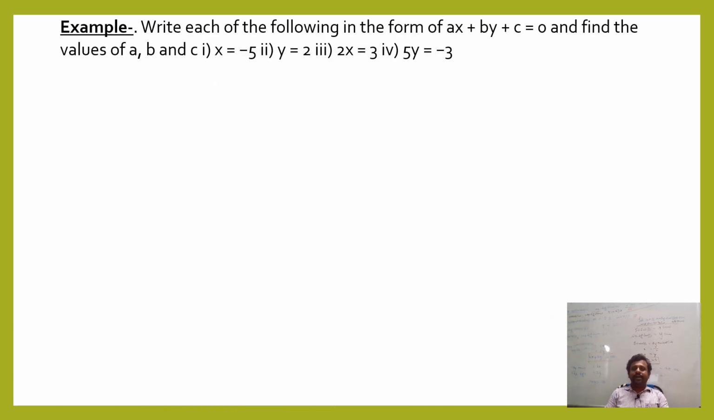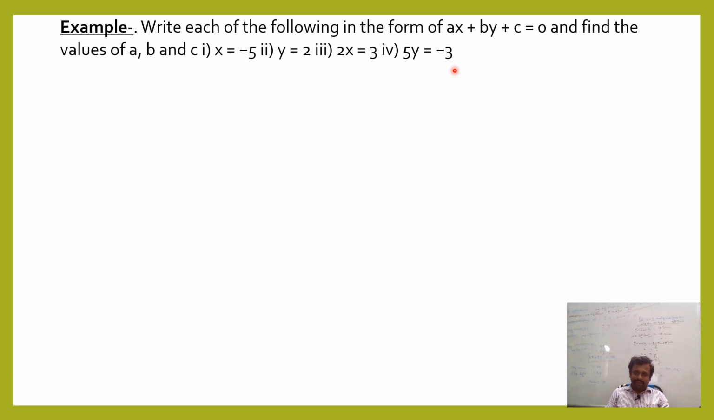Now we can see another example. Write each of the following equations in the form of ax plus by plus c is equal to 0 and find the values of a, b, and c. The first one is x is equal to minus 5, then y is equal to 2, 2x is equal to 3, and 5y is equal to minus 3.